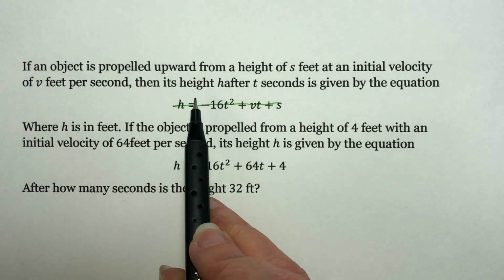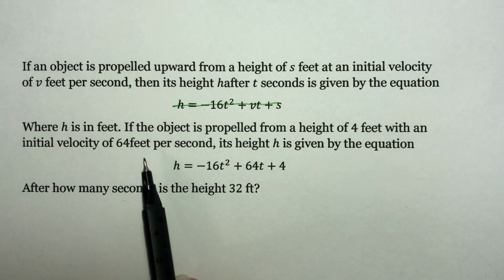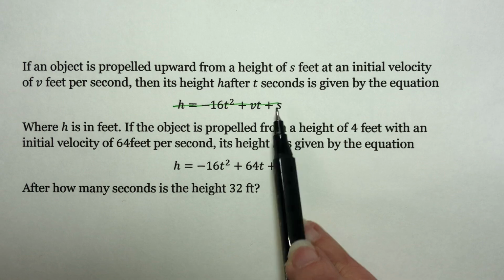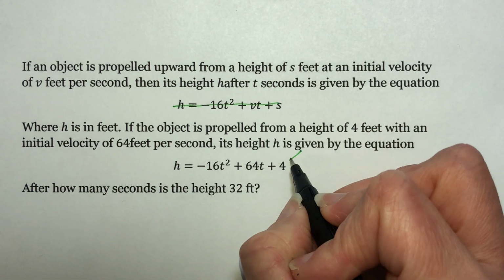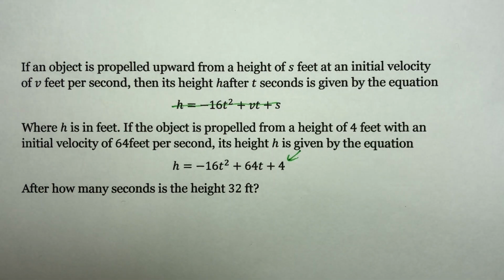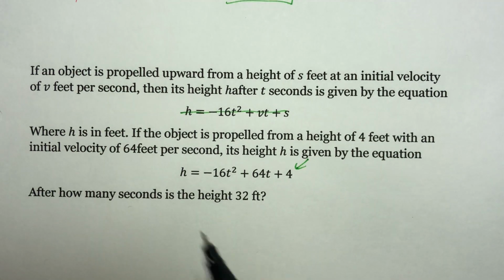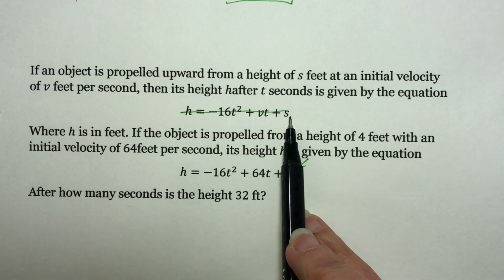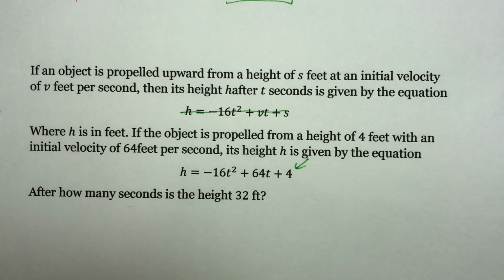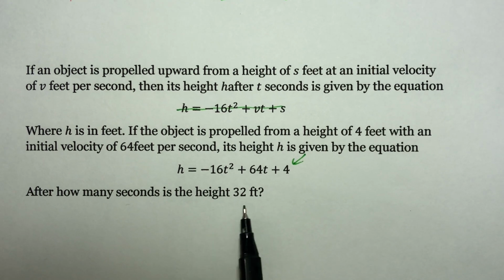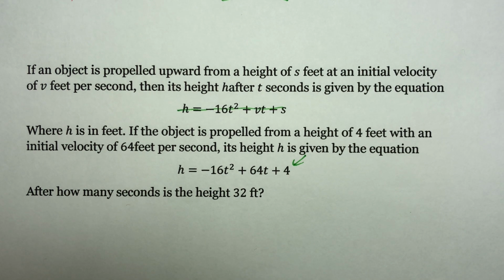Okay, all of that sounds horrible, but really we do not need this equation whatsoever. This is the general, and then they tell you in the second part what your v is and what your s is. And so basically they've given you the entire formula that you need. None of this first part is needed at all. It kind of tells you what your things are standing for, so you know that this is the height, this is the velocity, but they give you the formula to use, okay? After how many seconds is the height 32 feet?